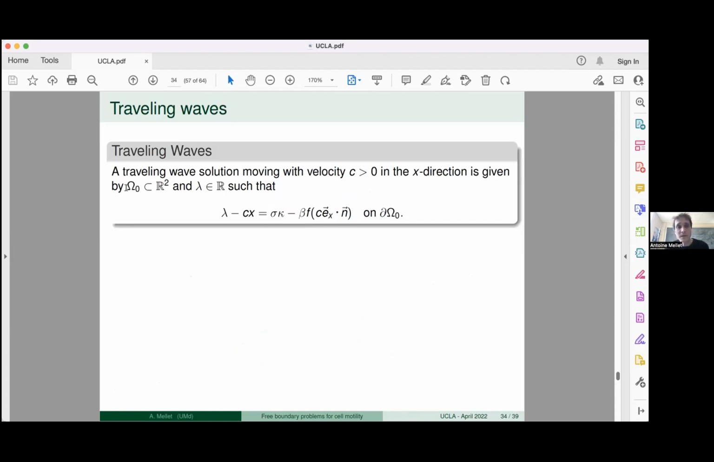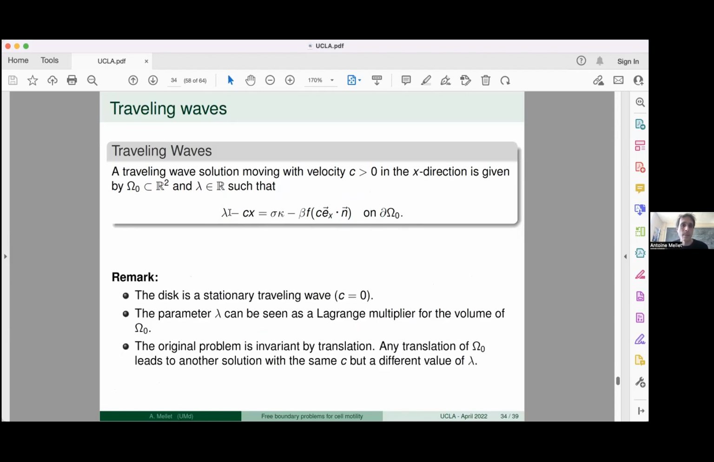So you need to find Omega 0 so that on the boundary of Omega 0 you have this, kappa being the mean curvature, so it's a second order equation here. And lambda, you can think of lambda as a Lagrange multiplier for the volume constraint on Omega 0. Of course, if you take C equals 0, the disk is a solution of this, right? Because C is 0, kappa is constant, so that's a solution. But we are interested in non-stationary traveling waves, of course.